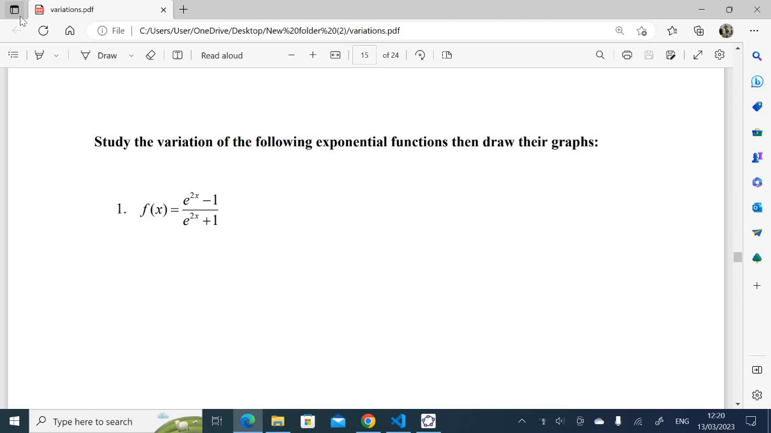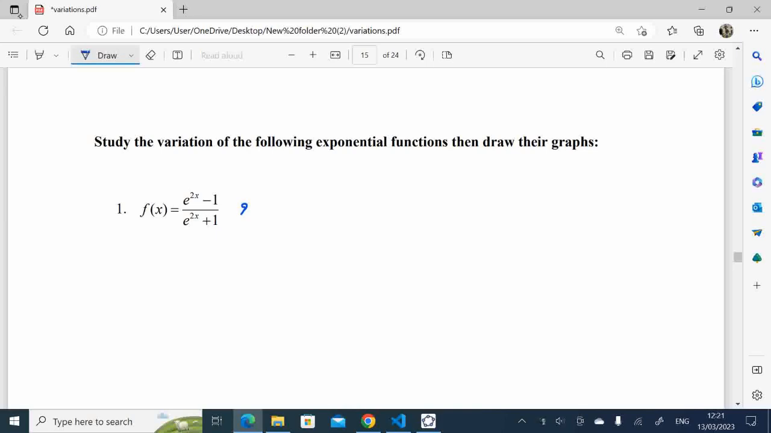In today's video we are going to see how to study the variation of some exponential functions and then how to draw the graph of these functions. In the first function we have f of x equals (e^x − 1)/(e^x + 1). In order to study the variation of this function, in order to draw its graph, we have several steps to follow.